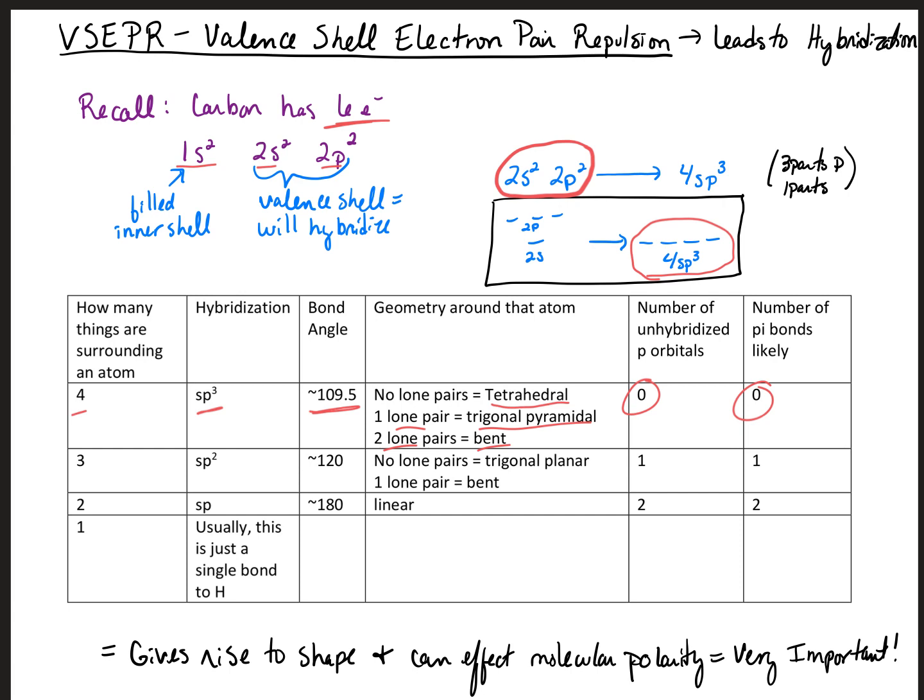If we have instead 3 things that are surrounding the atom, that is an sp2 hybridization. If there's no lone pairs, that's trigonal planar. 1 lone pair would be bent. So 1 unhybridized p orbital and 1 pi bond is likely. If we have 2 things surrounding an atom, that is sp hybridization. It would be linear, and usually 2 unhybridized p orbitals and 2 pi bonds. So that's usually in the case of a triple bond or 2 double bonds, like CO2, like we just saw. And if we just have 1 hydrogen, then that's not really something that we're going to worry about that much.